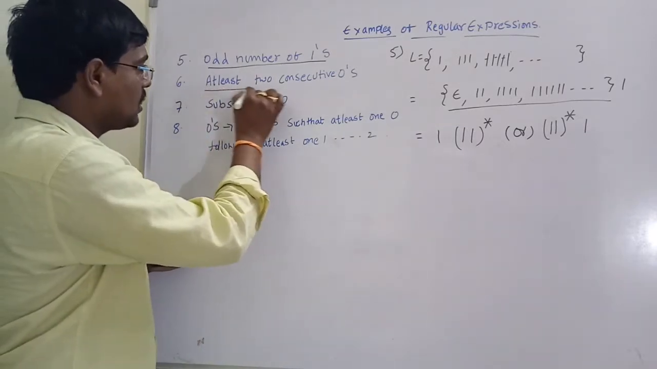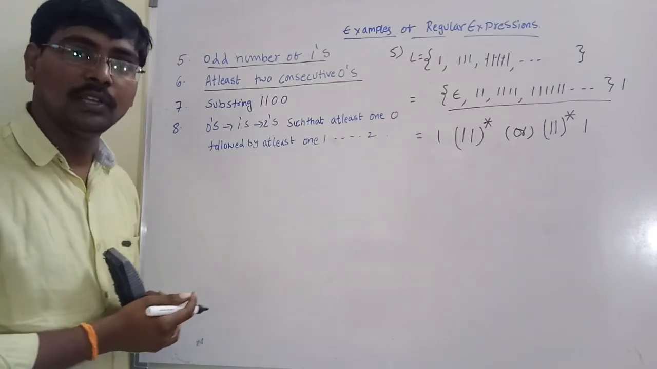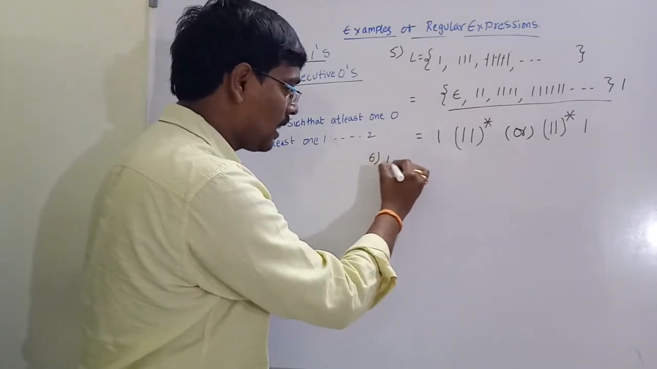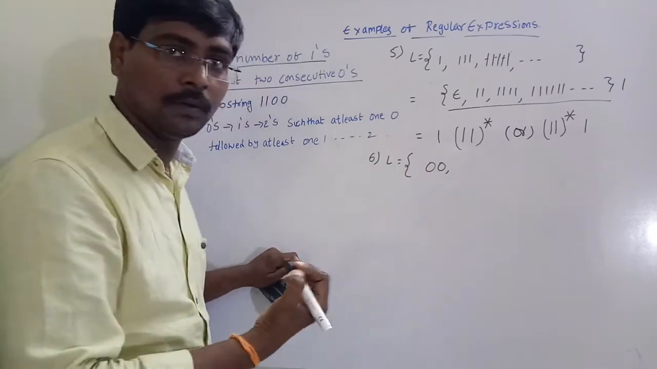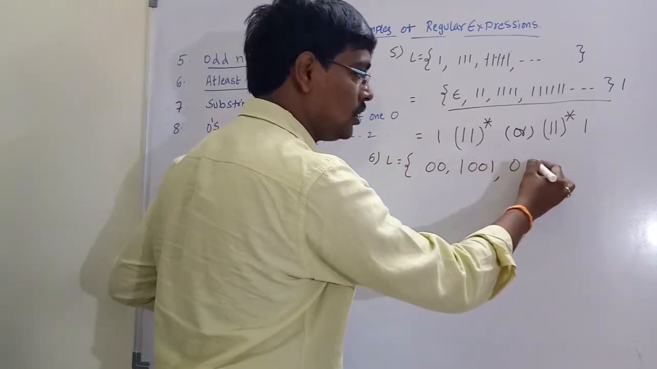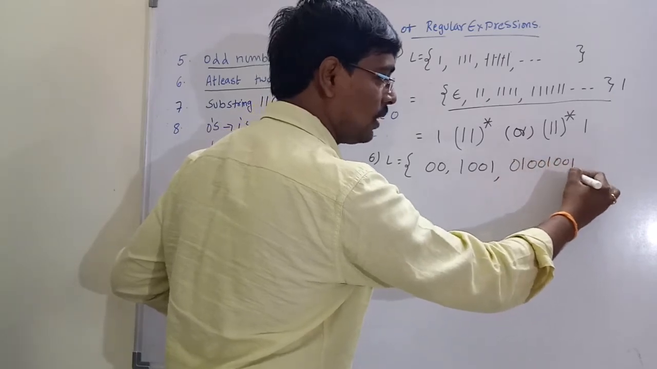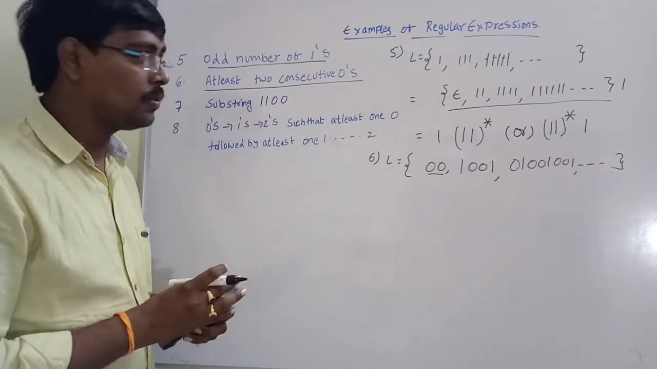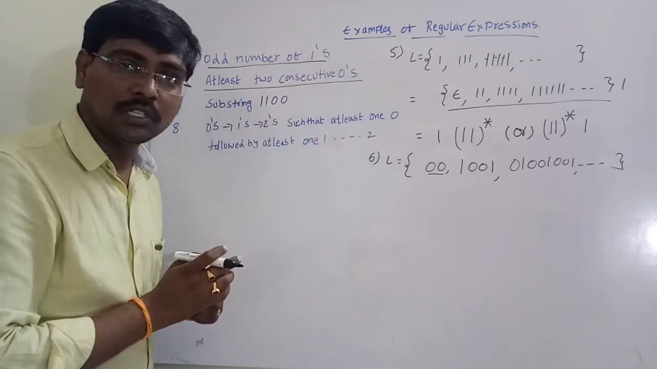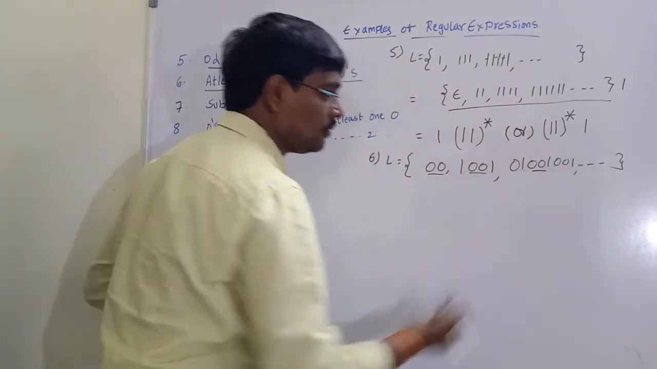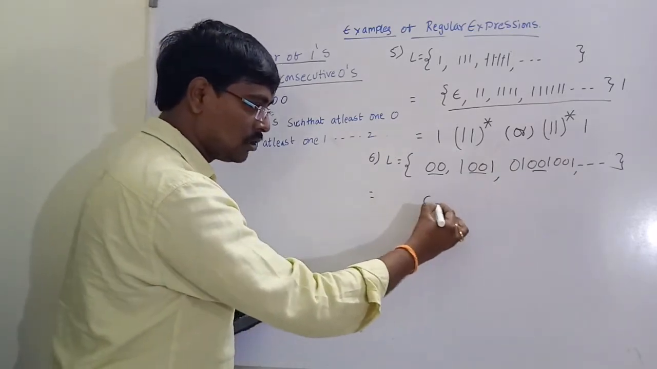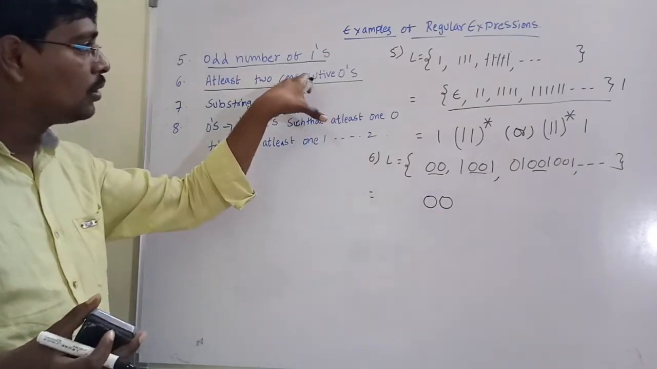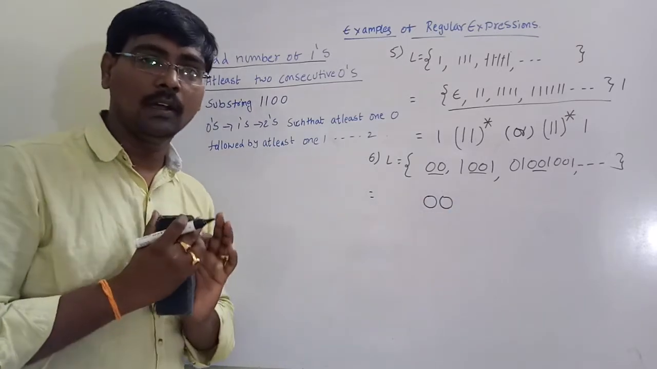Now the next one is at least 2 consecutive zeros. What do you mean by consecutive? Consecutive means side by side. So compulsorily the language is this: 00, 1001, 0100, 101, and so on. What is the meaning of this? Whether at the start or the end, whatever the position, 2 consecutive zeros must appear. So the string 00 is fixed. First, we have to write the fixed terms. After that, write any combination.